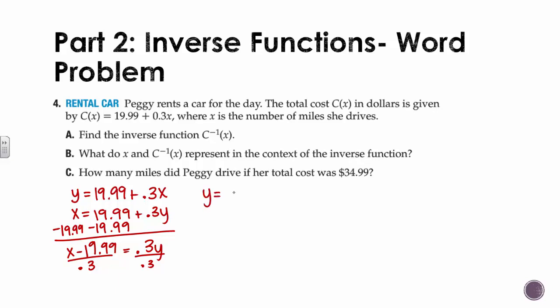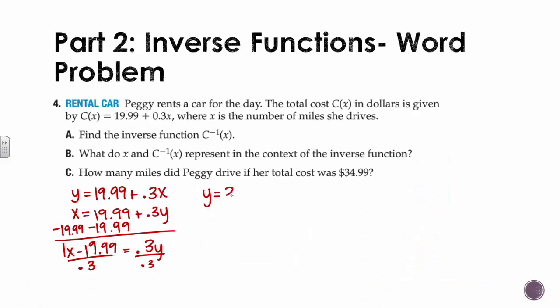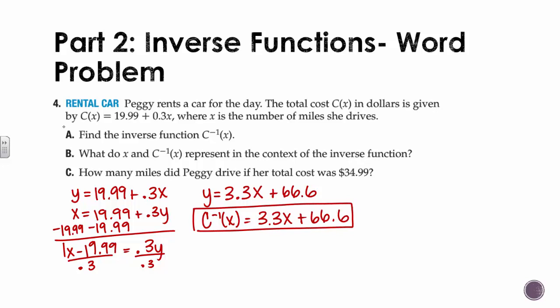So we get y equals, this is kind of messy, but think of this as 1x. So if I do 1 divided by 0.3, we end up with 3.333. So that's what I'm going to use. And then if you do 19.99 divided by 0.3, we end up with 66.6. So then we'll change this to the inverse of C of x equals 3.3x plus 66.6. So there's part A. We found the inverse.